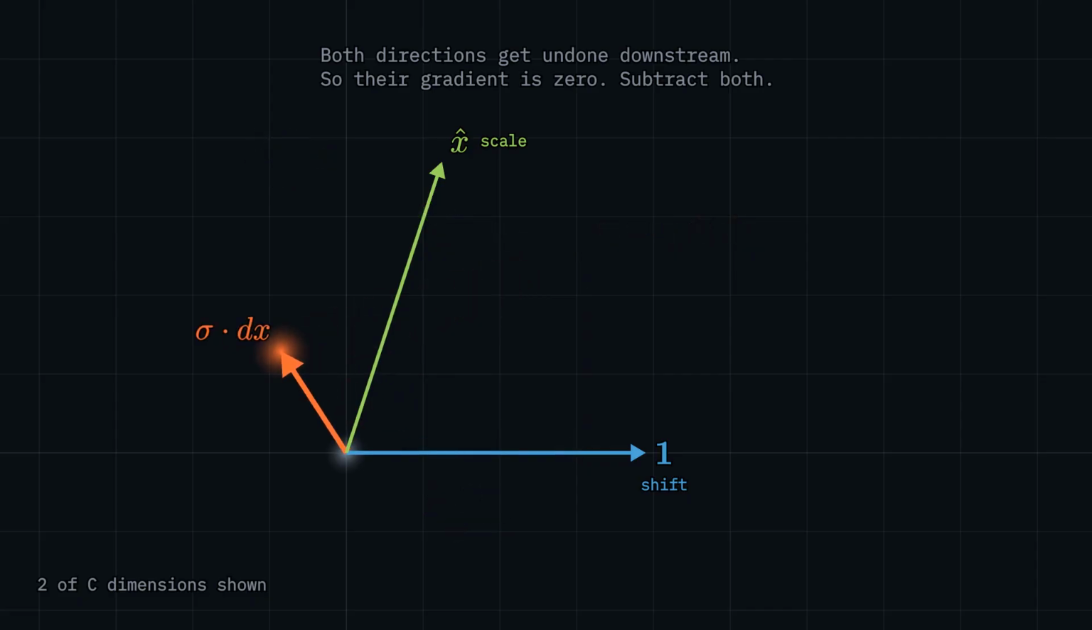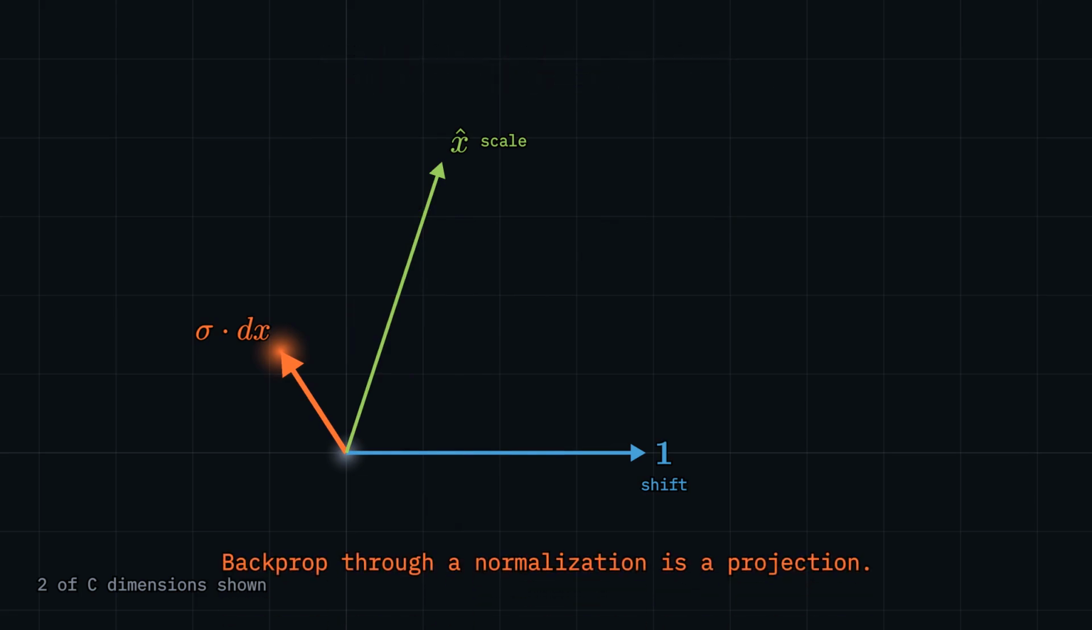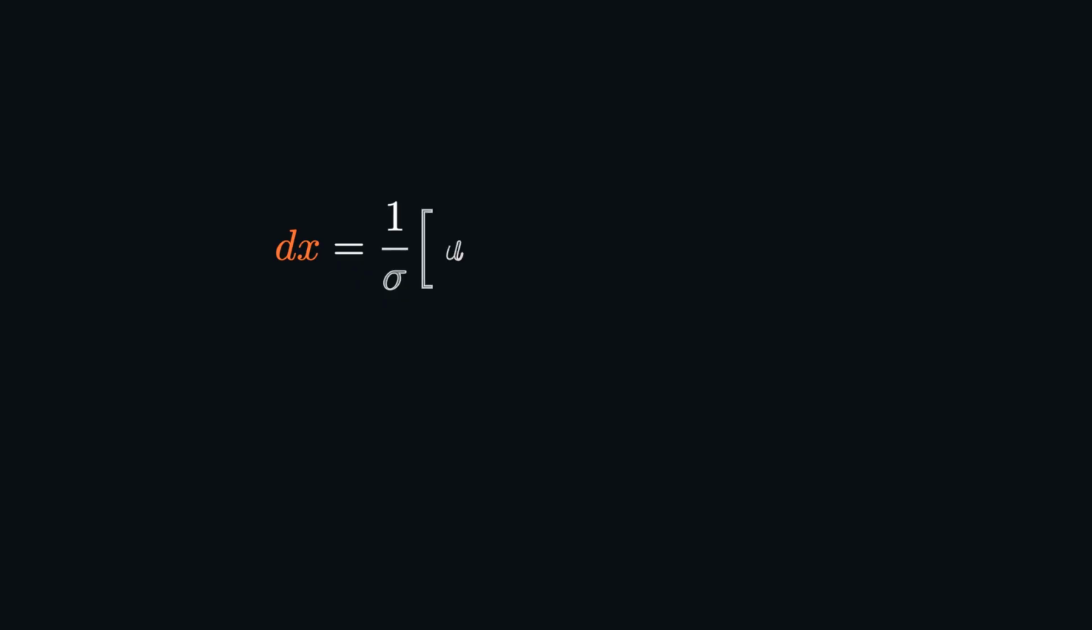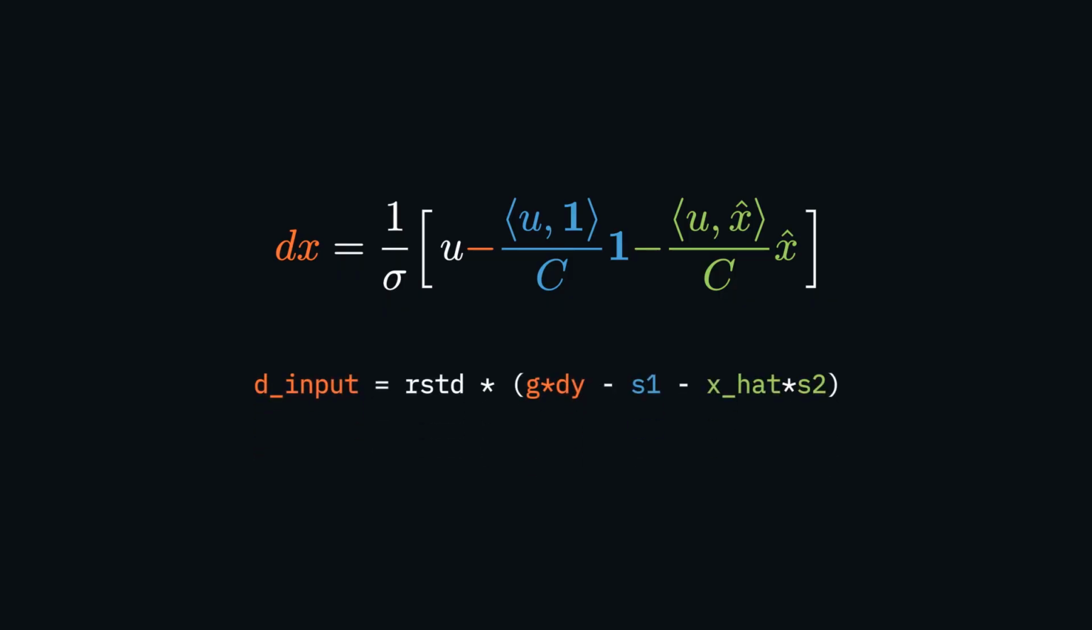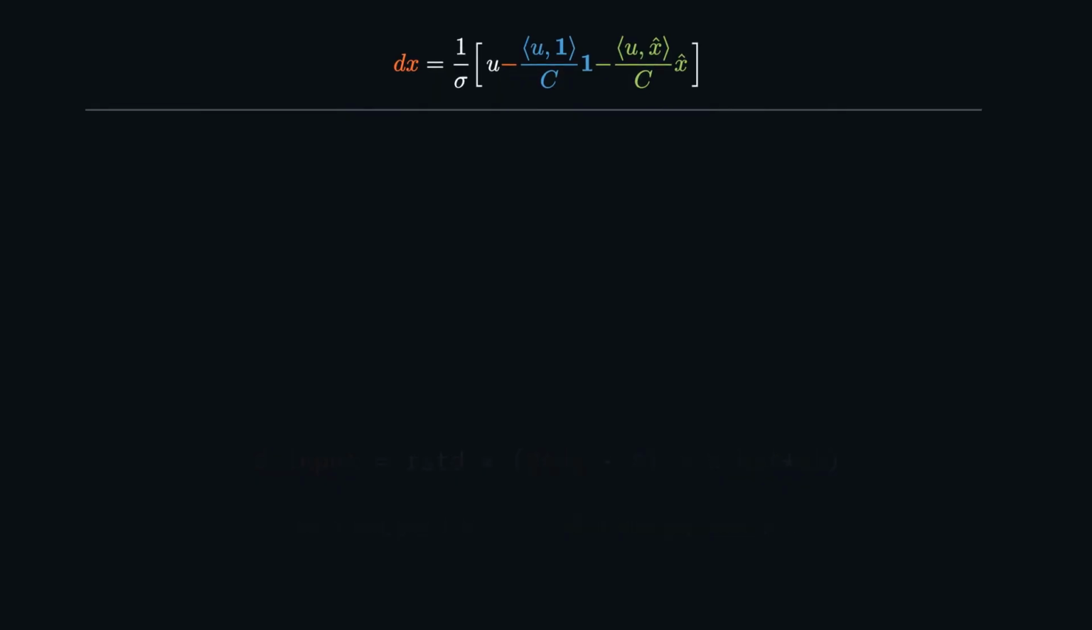The part that shifts the row and the part that stretches it, keeping only what the output can see. This is known as a projection. Written out, u minus the mean of u minus x hat times the mean of u times x hat. Those two means are s sub 1 and s sub 2. The terms that look out of place. Here's the part of the math we care most about.